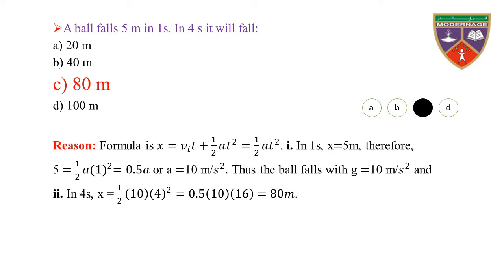Thus, the ball falls with g equal to 10 meter per second square. In 4 seconds, x is equal to 1 by 2 into 10 into 4 whole square, which is equal to 0.5 into 10 into 16, and simplification gives that it is equal to 80 meter. Hence, the ball falls 5 meter in 1 second and 80 meter in 4 seconds.